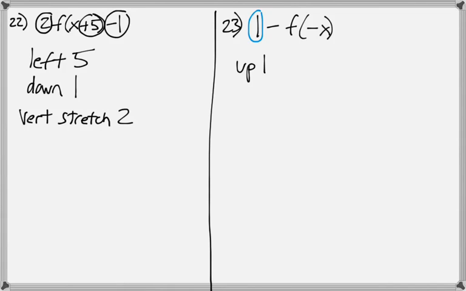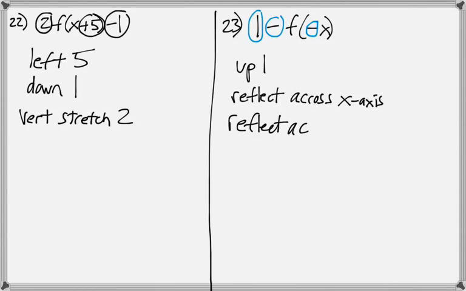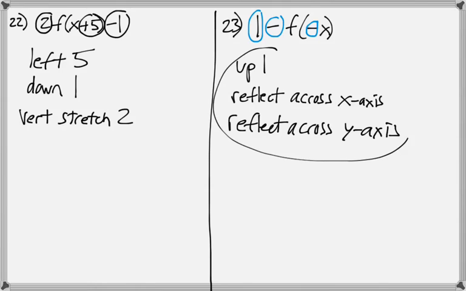And then the negative sign we have here, this means it's going to be reflected across the x-axis. And then the negative sign here, it's going to be reflected across the y-axis. So those would be our three transformations on that one.